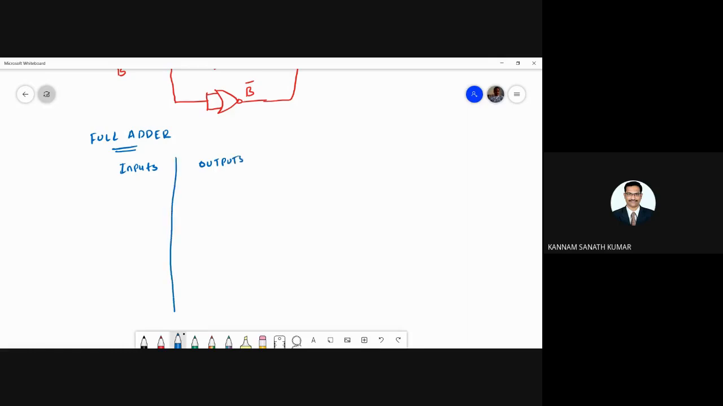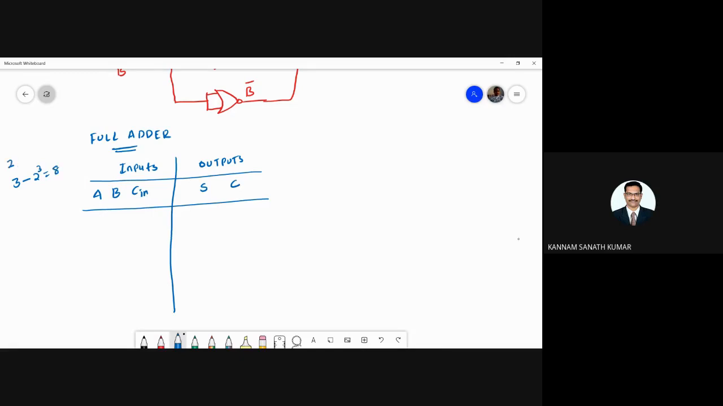Okay, so here you have three inputs. Those are A, B, and C input, carry input. Okay, and you have the outputs sum and carry. So if there are three inputs, how many possible combinations? 2 cube, that means 8.